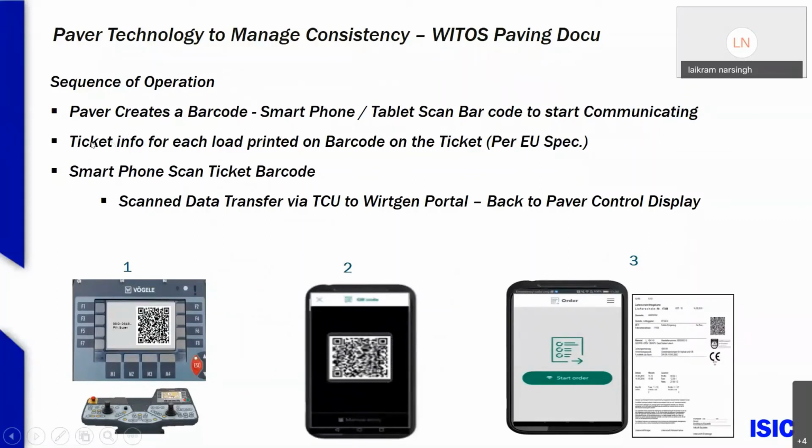The truck ticket will have a barcode also printed on it with all the truck information. So once the smartphone scans the paver barcode, then the smartphone will now be able to scan the barcode on the ticket. So the minute the barcode is scanned, that information instantly pops up in front of the tractor operator on the tractor control screen.